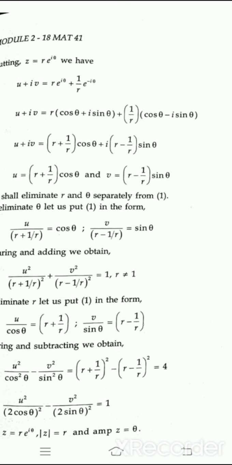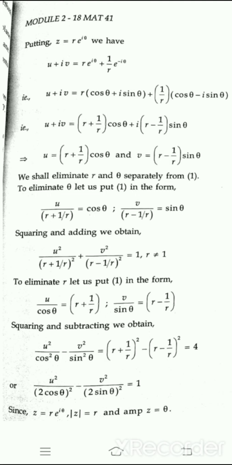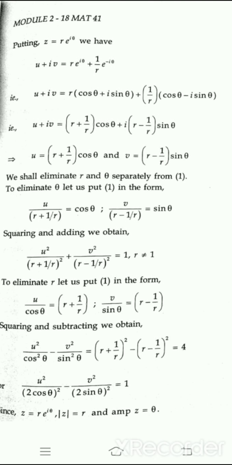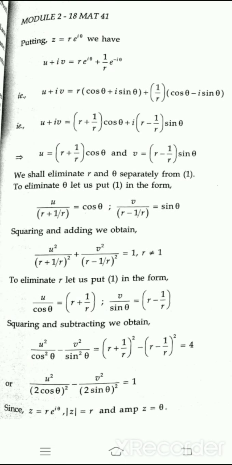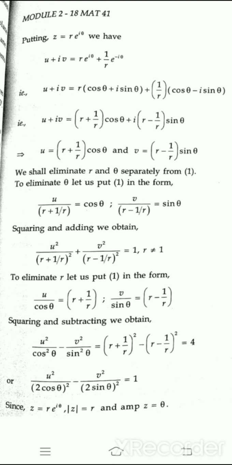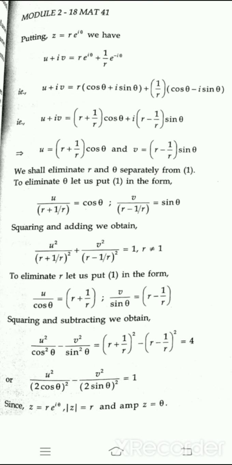We shall eliminate r and theta separately from 1. To eliminate theta, let us put 1 in the form u divided by (r + 1/r) = cos theta and v divided by (r - 1/r) = sin theta. Squaring and adding, we get u square divided by (r + 1/r) whole square plus v square divided by (r - 1/r) whole square = 1, where r is not equal to 1.